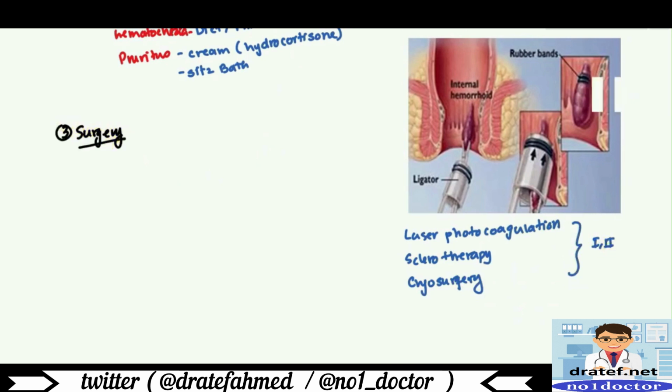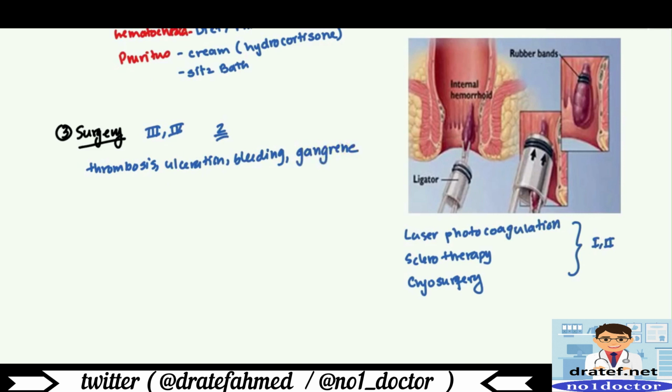Surgery is generally reserved for cases where it's stage 3 or stage 4, and sometimes 2 if the conservative management and minimally invasive management didn't work. You also want to do this if they have thrombosis, if there's ulceration, if you find any bleeding, or if there's gangrene. Any of those 4 conditions can mean automatic surgery.